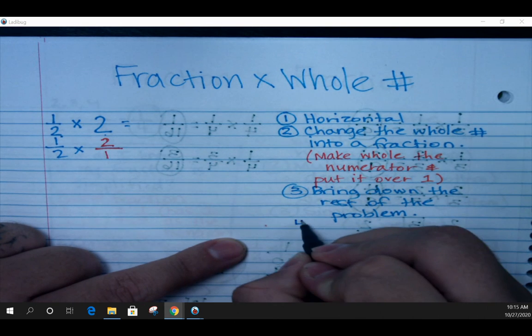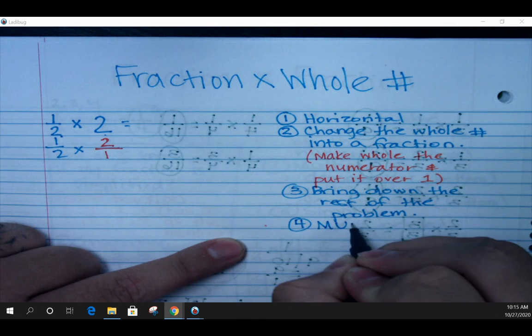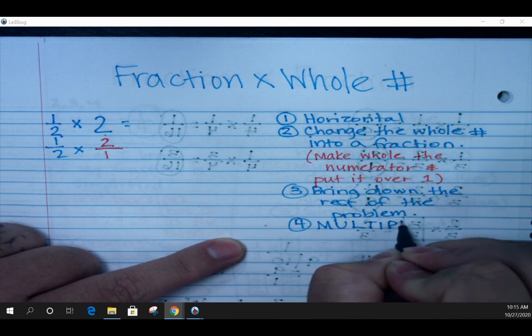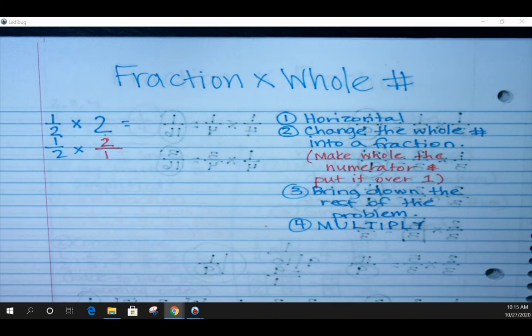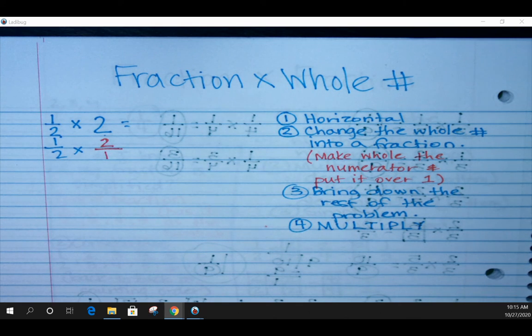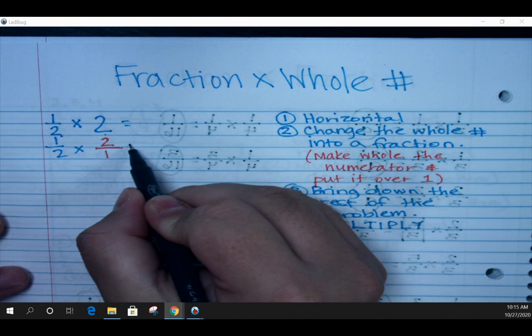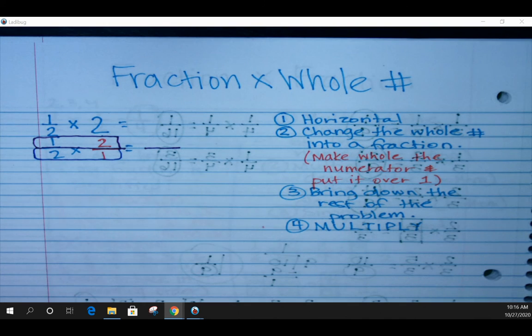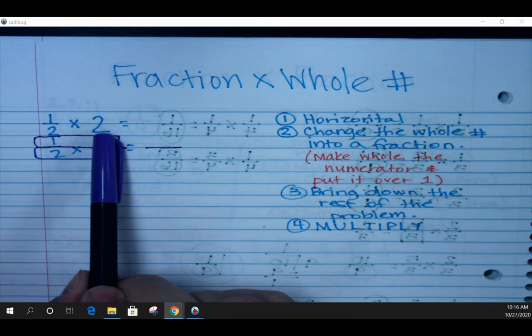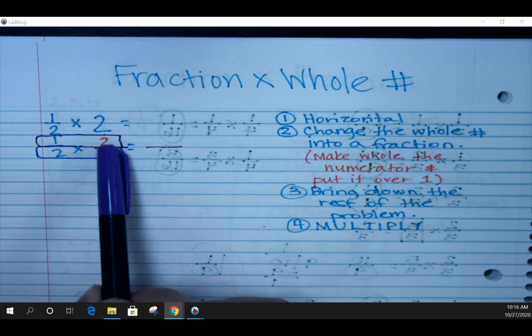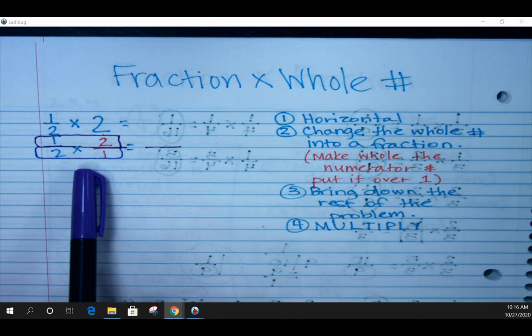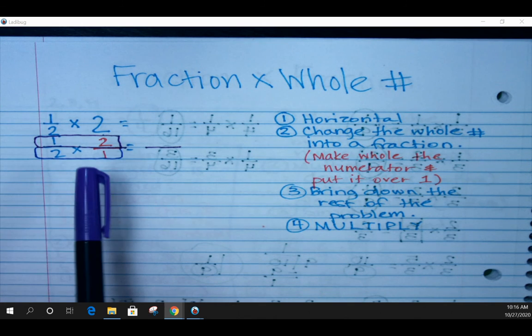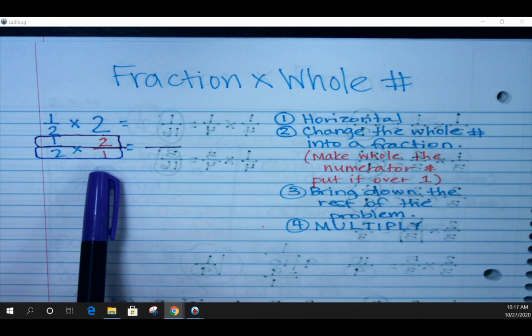Step 4, multiply. And we should remember from yesterday how to multiply. How do we do that? Do y'all need a minute? Because you sure ain't talking. What I've done is put a box around the numerators and a box around the denominators. You don't have to do this step. I'm just doing this to show you during the example.